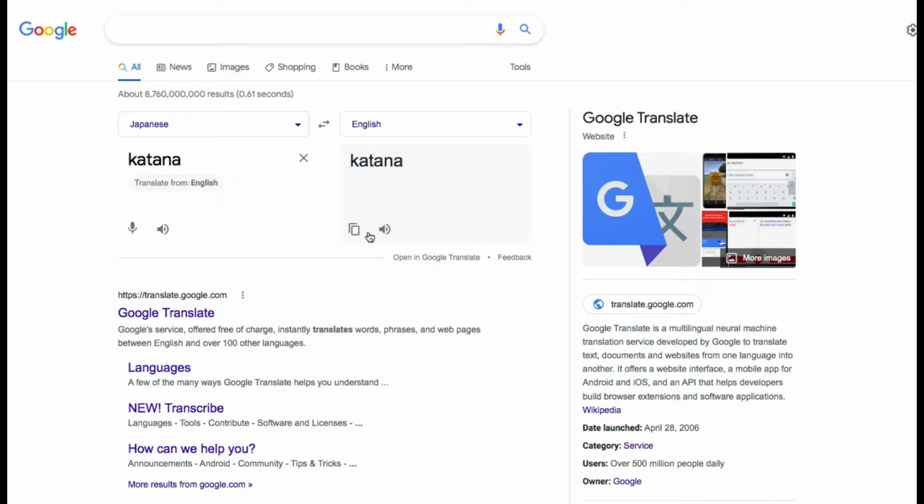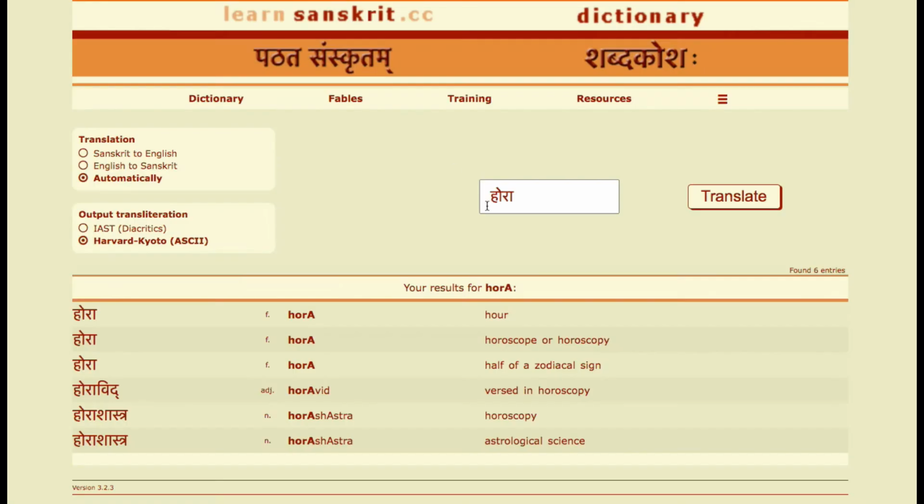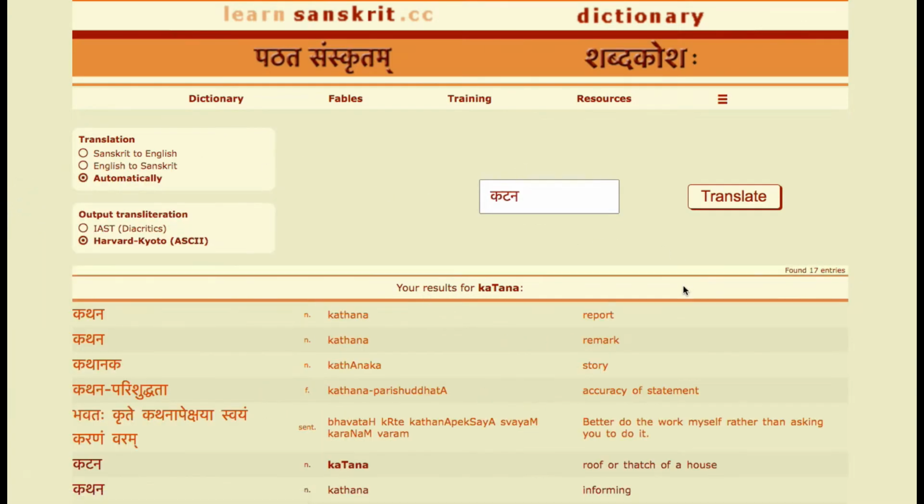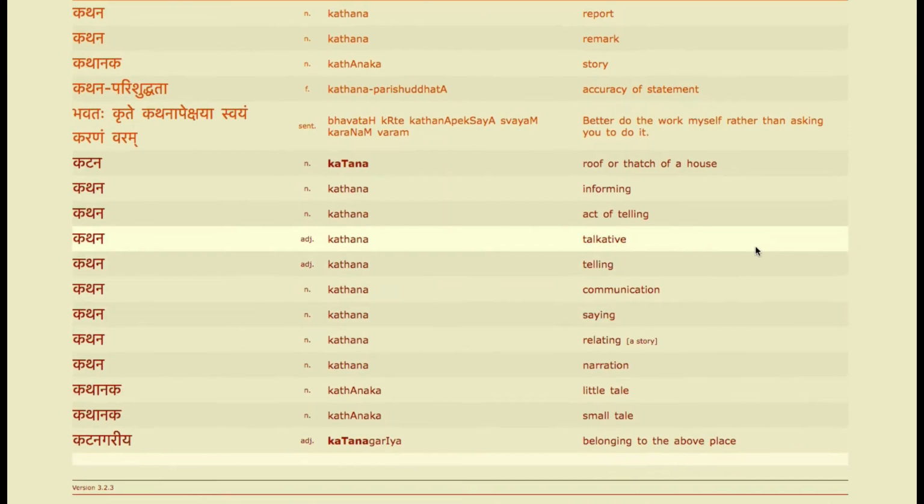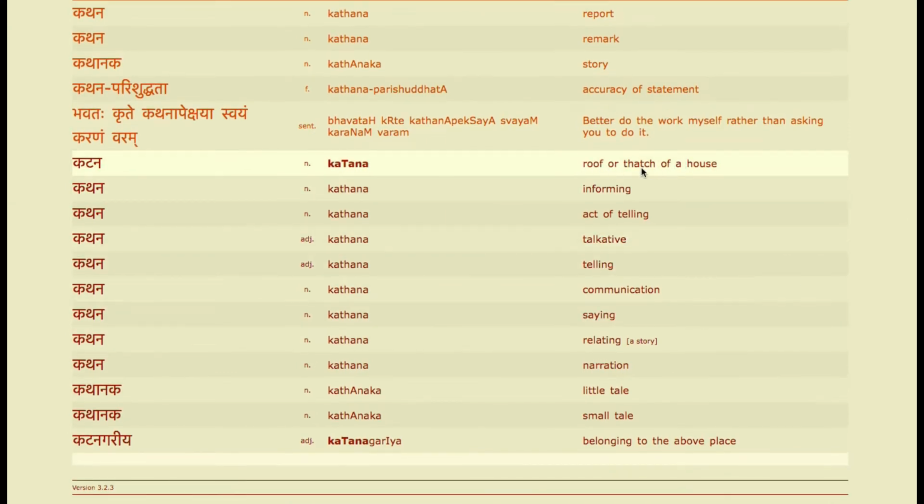Katana. Oh, she doesn't sound too Japanese to me. In all the Japanese anime I used to watch, they pronounced it katana. Katana, that's very American. Well, what's katana in here? Oh my gosh, it's a word in Sanskrit. It's the shape of the roof of a house that is reminiscent of the bent shape of the katana.